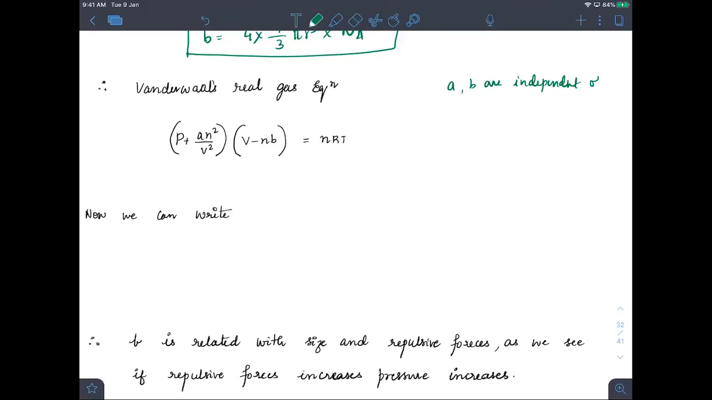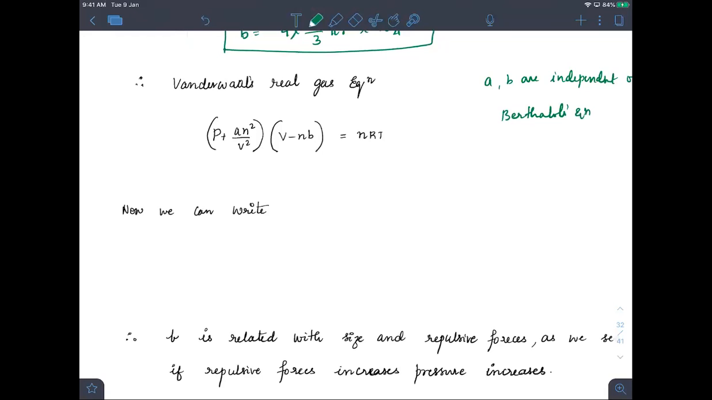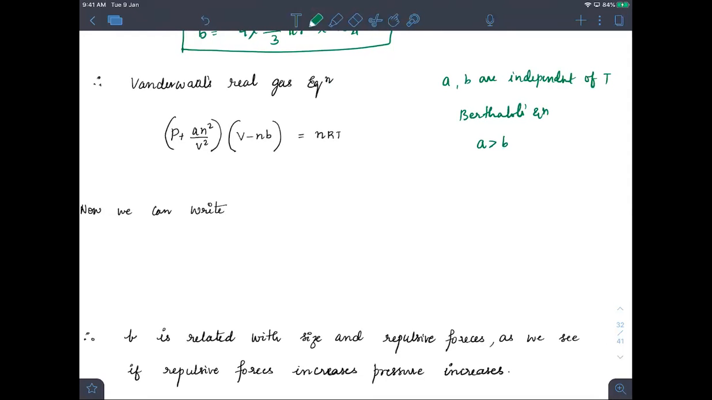of temperature. There is one more equation called Berthelot's equation, where he assumes A is proportional to temperature. Got it? So the temperature factor will also come into that. But as far as the van der Waals equation is concerned, A and B are assumed to be independent of temperature. So another important fact is that the A value of any gas will always be greater than B for any gas. So while problem solving, this becomes very important. For any gas, if you check, its A value is always greater than B value.